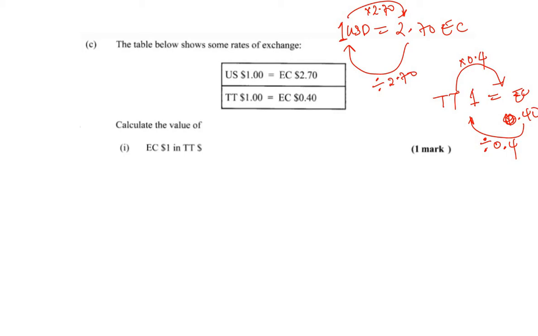Alright, so the question now asks us to calculate the value of 1 EC in TT dollars. Now, we said that if we're going from EC to TT, we're going to divide by 0.4. So hence, 1 EC dollar is going to be divided by 0.4, and that's going to give us 2.5 TT. So you put that into your calculator.